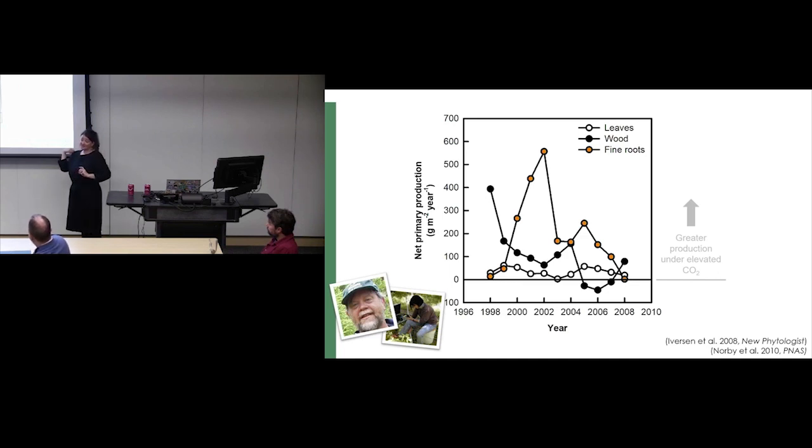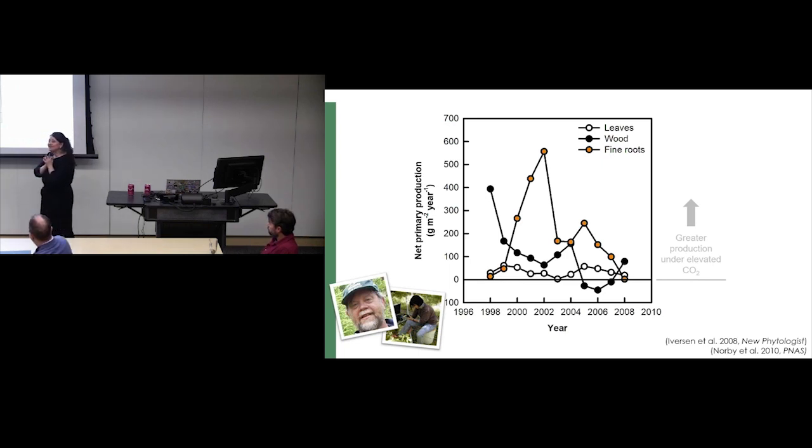Now, progressive nitrogen limitation was a really hot topic in the literature because everyone was saying it was going to happen, and Rich didn't believe it, and Duke was saying it was going to happen and it didn't happen at Duke, and then it did happen at the FACE site.